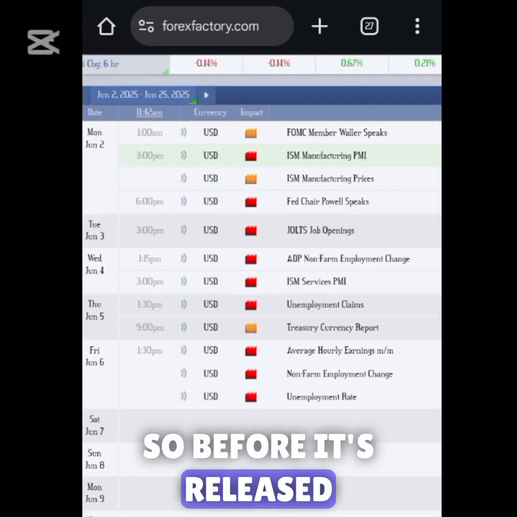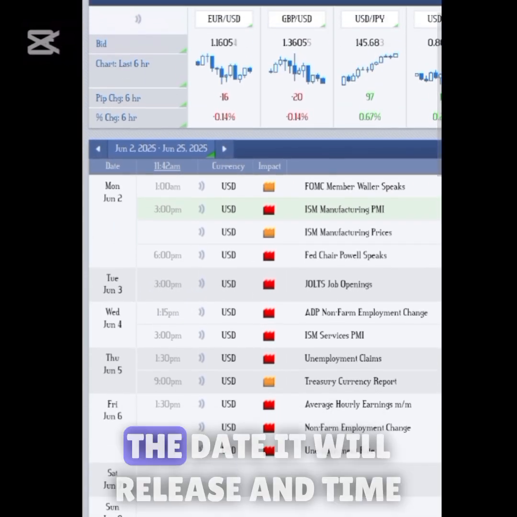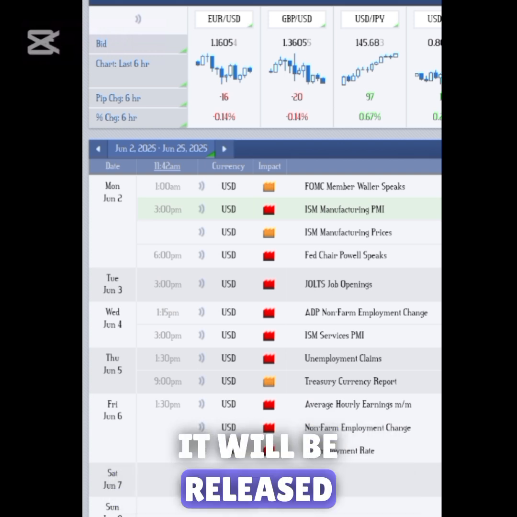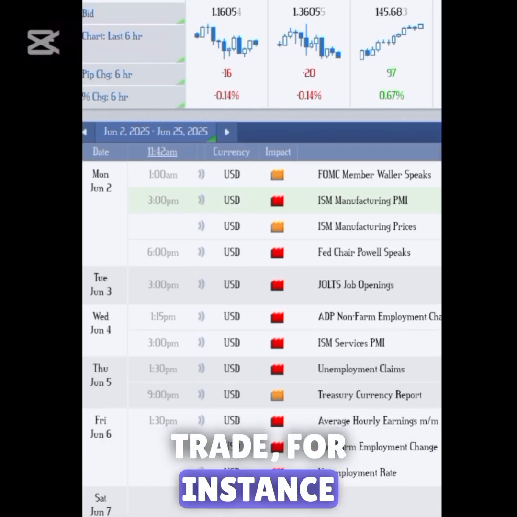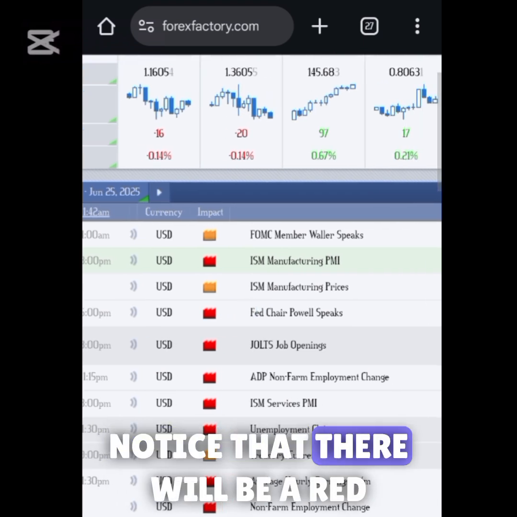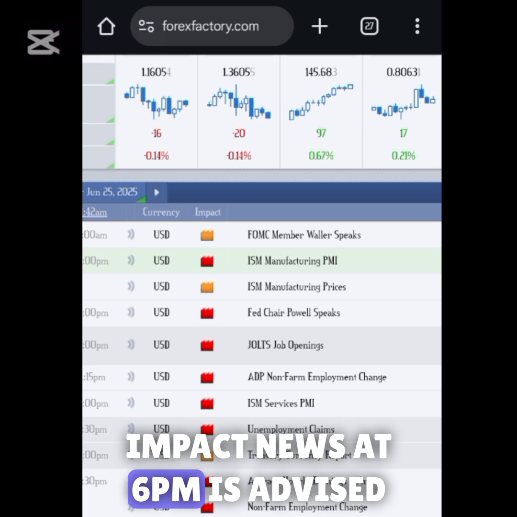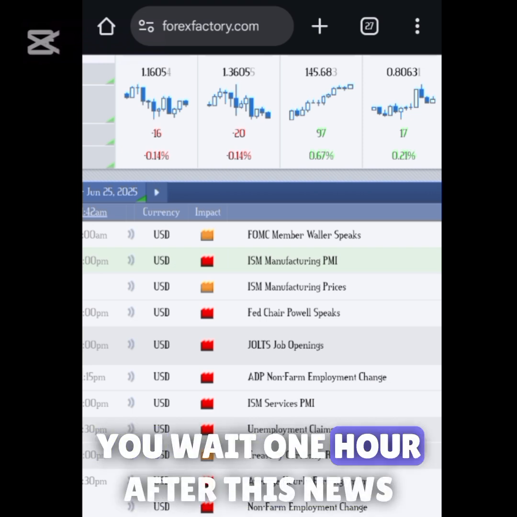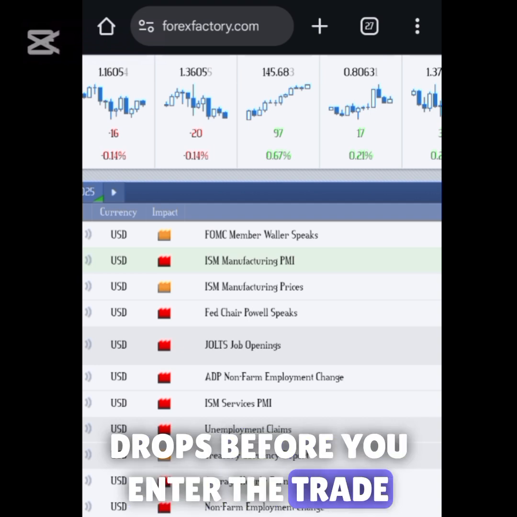Before it's released, the date it will be released will come out. As you can see, there is the date it will release, and the time it will be released. Now, for instance, if you want to trade at 6 p.m. and you notice that there will be a red impact news at 6 p.m., it's advised you wait 1 hour after this news drops before you enter the trade.